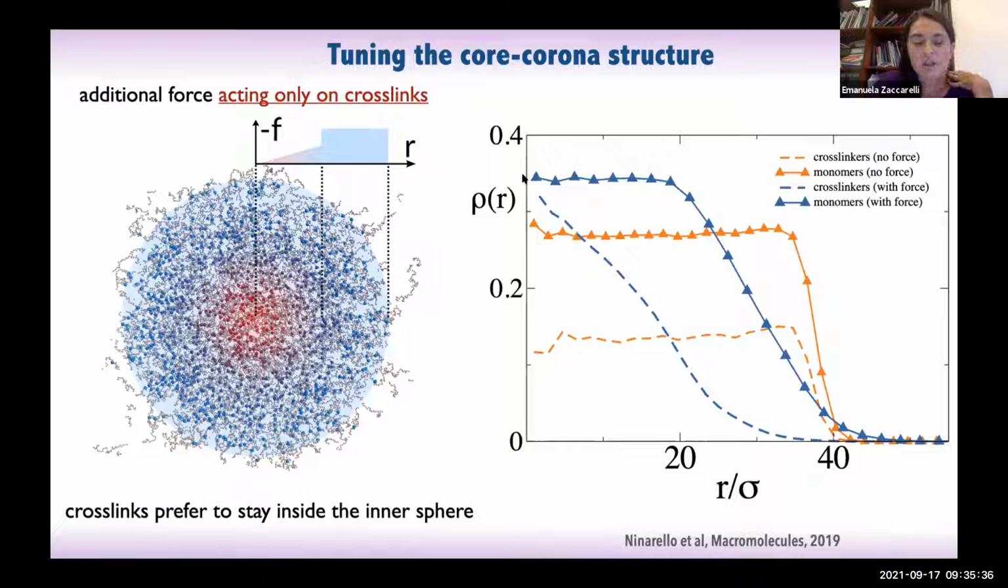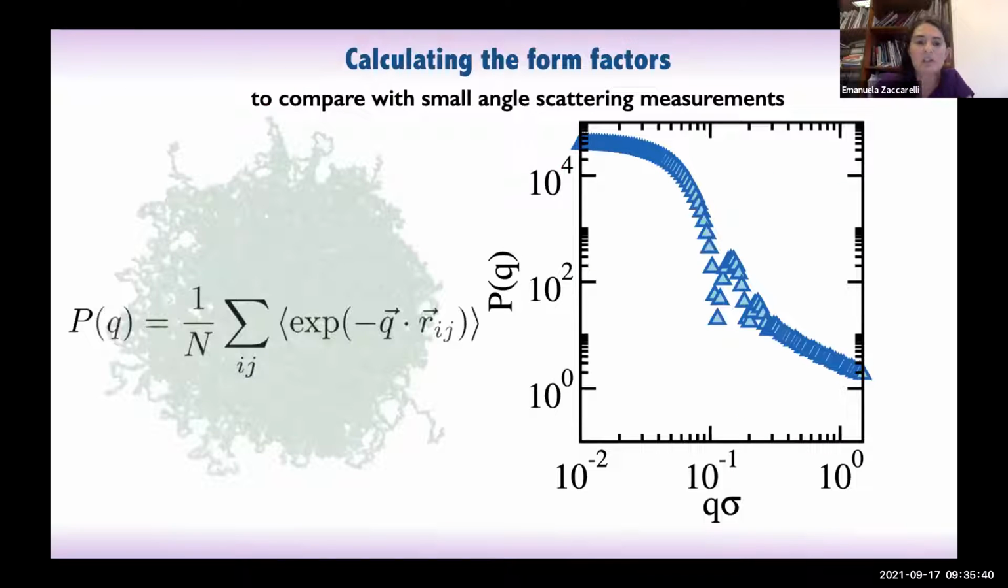How do we check that this is the right structure? We compare with the small angle scattering experiments, in which they measure the internal structure of the microgel, for example, by neutron or X-ray scattering. And in the simulation, we just calculate from the configuration the form factor, that typically has a shape like that.